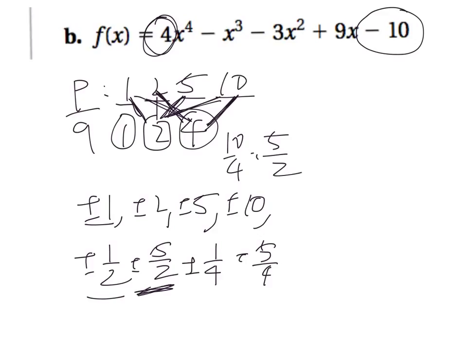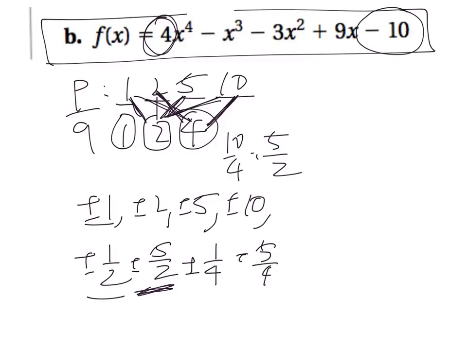So again, if this polynomial function has any rational zeros, then it would come out of one of these 16 possible rational zeros. Again, I emphasize the word possible because not all 16 of them are going to be zeros for this function.